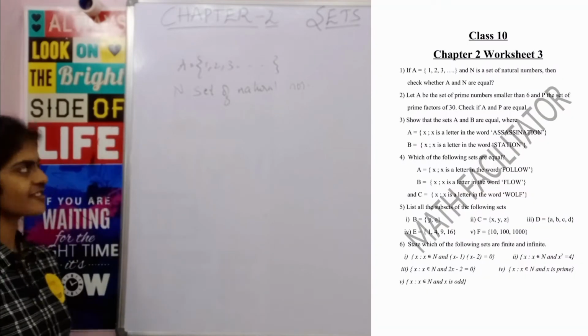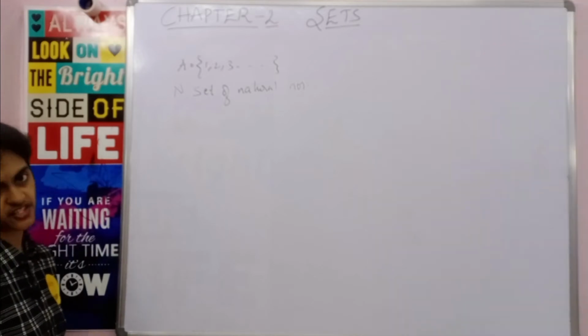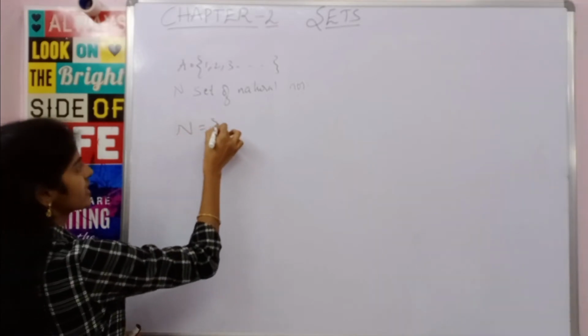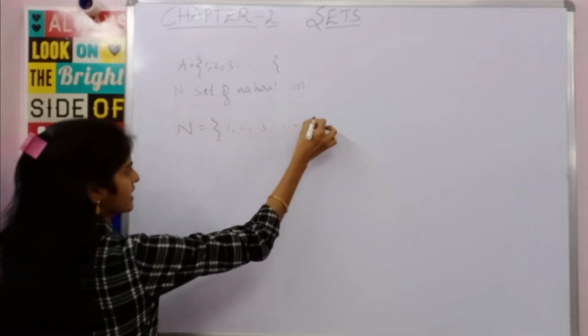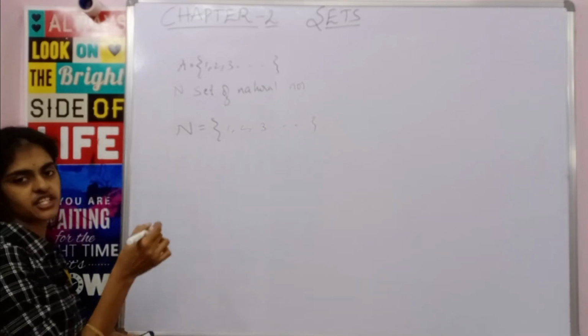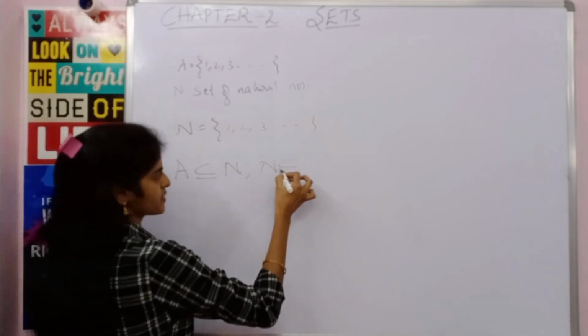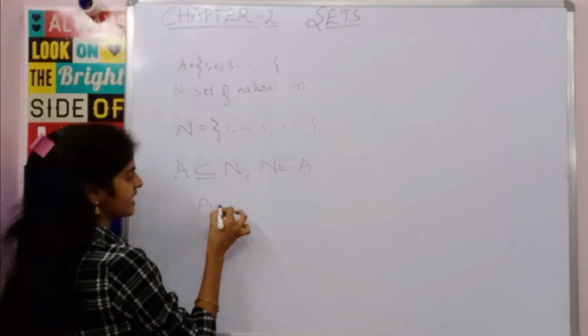Moving on to the first question: A is a set of elements containing 1, 2, 3, and N is a set of natural numbers. Natural numbers are nothing but 1, 2, 3 and so on. We have to find if A is equal to N or not. What is the condition for equality? A should be a subset of N and N should be a subset of A. So you can say that A is equal to N.